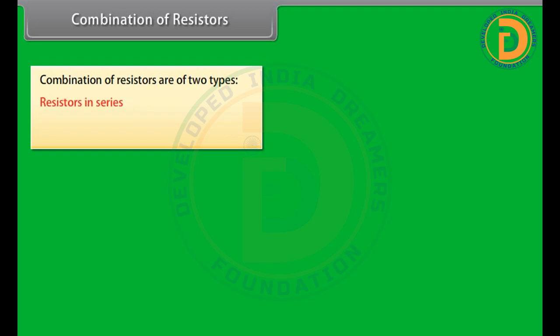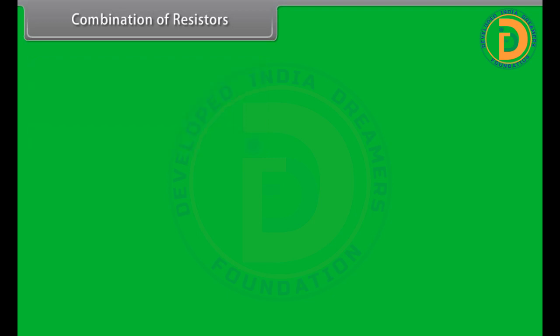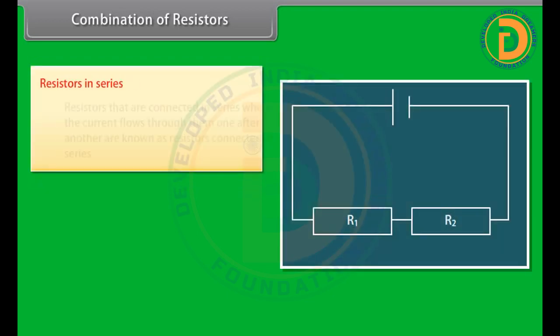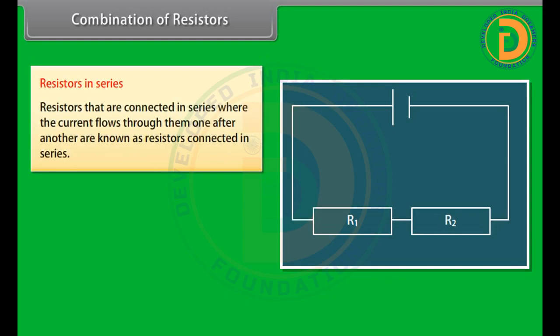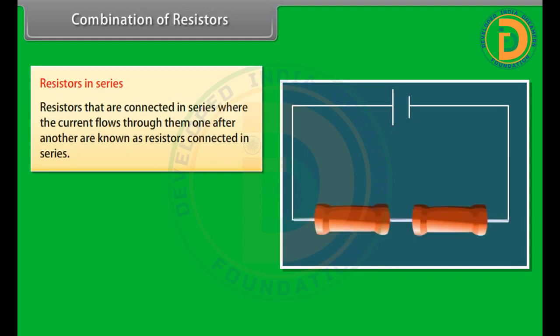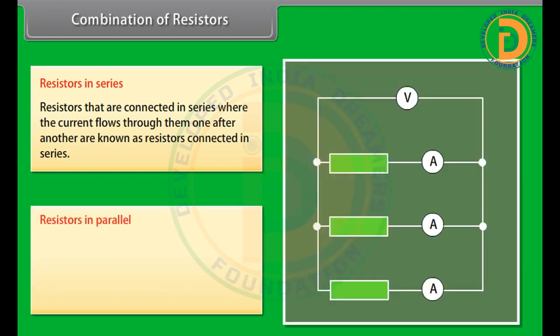They are resistors in series and resistors in parallel. Resistors in series. Resistors that are connected in series, where the current flows through them one after another, are known as resistors in series. Here, the current depends on the applied voltage, the number of components, and the nature of components in the circuit. Resistors in parallel.